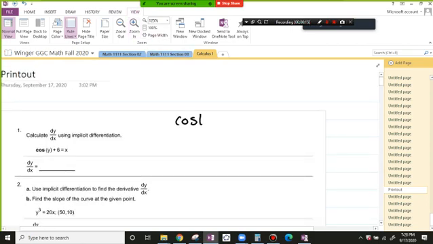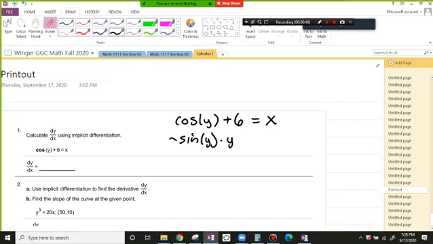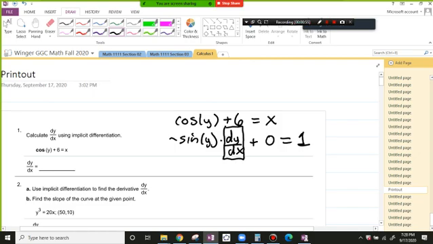We have the cosine of y plus 6 is equal to x. Again, we could solve for y, but here we're just going to go ahead and take the derivative on both sides. Right? Again, y is a function of x implicitly by the implicit function theorem, so the derivative of cosine of y is negative sine of y times y prime, or in this case, they like using the form dy/dx instead of y prime. We'll use their terminology, dy/dx, plus the derivative of 6 is 0, equals the derivative of x, which is 1. And we're solving for dy/dx.